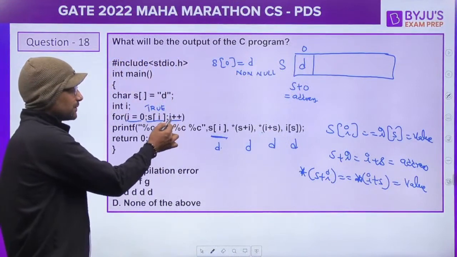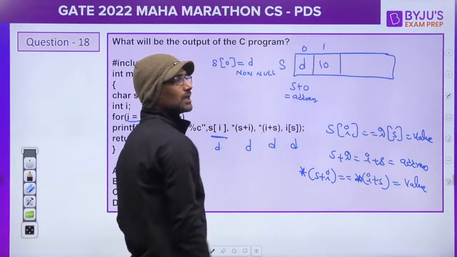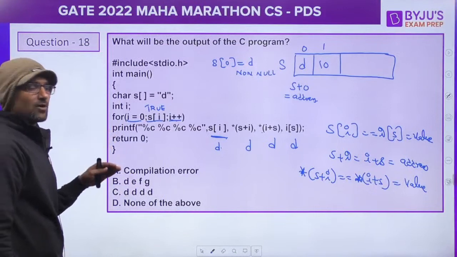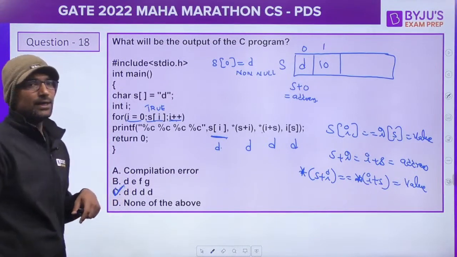Now I plus plus, so I becomes 1. So what is there at 1? Null. As it is a null character, it is false. So the for loop ends. So what would be printed? D, D, D, D.